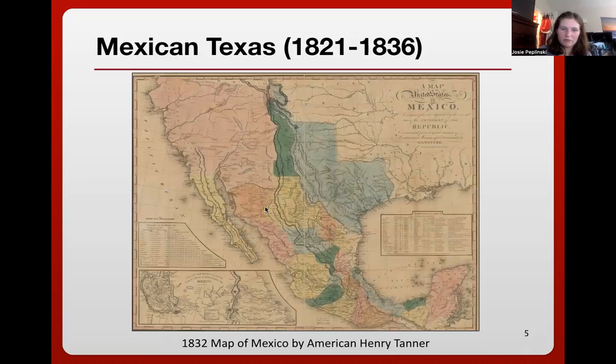Here is a photo of Mexican Texas in an 1832 map by American Henry Tanner. You can see the outline of this area that Texas is today.